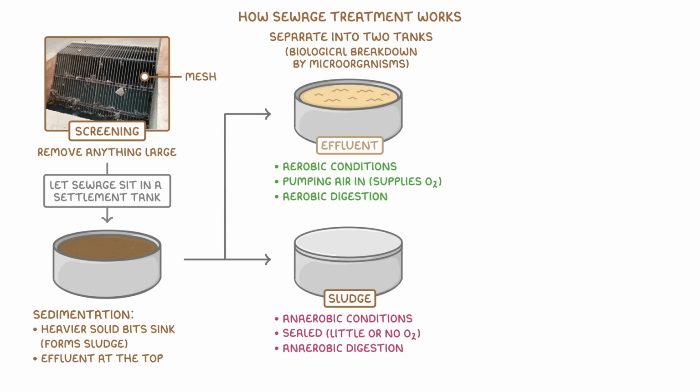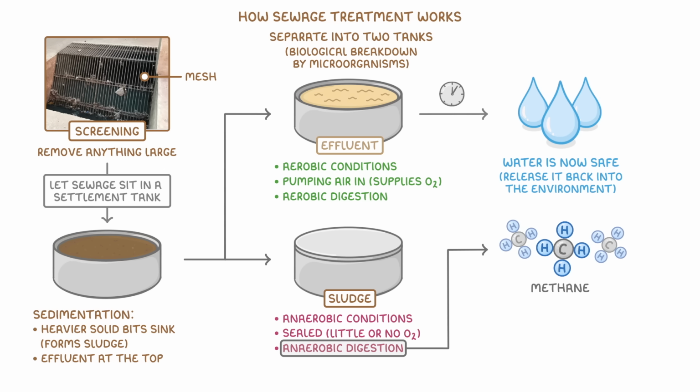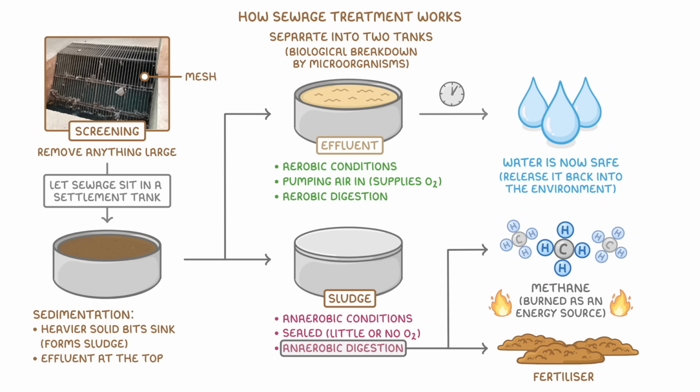For the effluent, this means that the water is now safe, and we can release it back into the environment. For the sludge though, the process of anaerobic digestion produces methane, which can be captured and then burned as an energy source, while the remaining digested waste can be used as a fertiliser, as it's rich in nutrients.